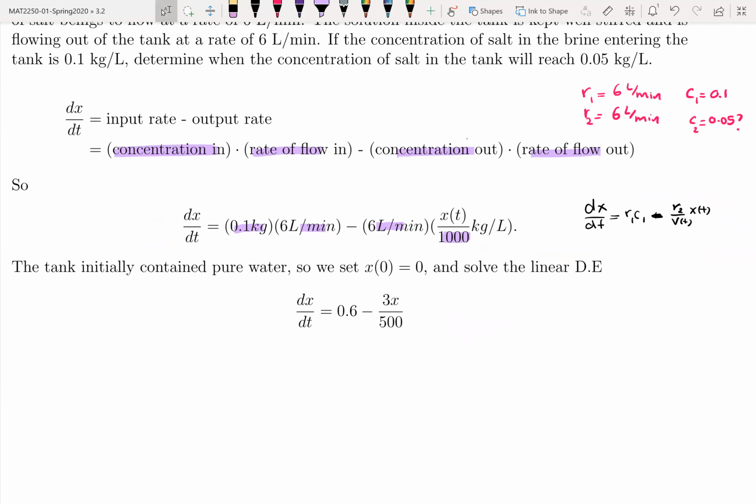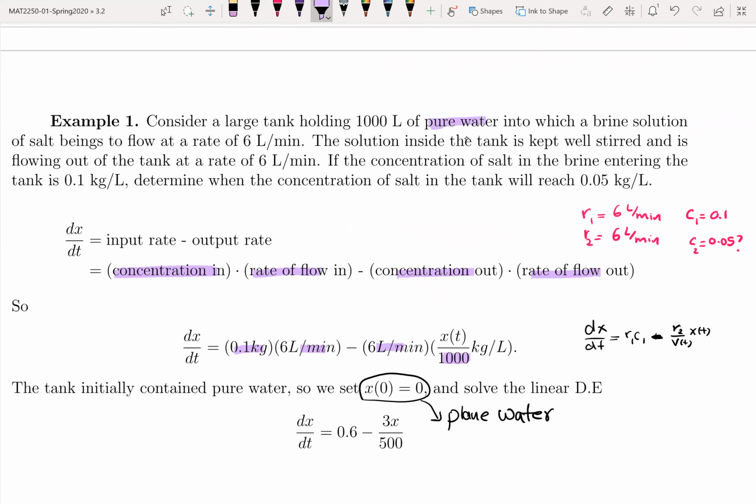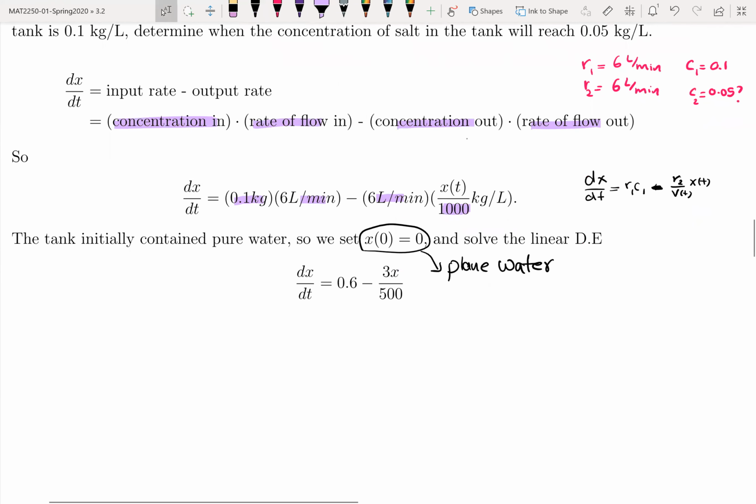And these are just simplifications of the same thing that we have on top. From now on, the only thing is the initial value is 0. Why? Because it was originally plain water. It's not always the case that we start from plain water in word problems, but here it says you start with pure water. So that's why the initial value for this one is 0.